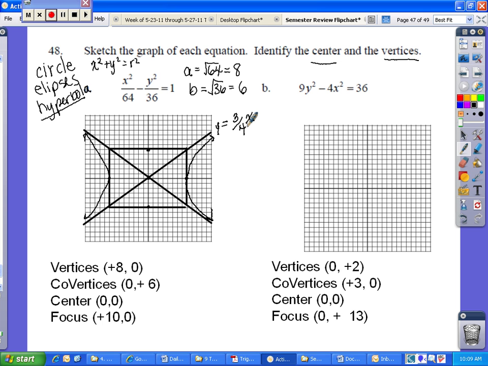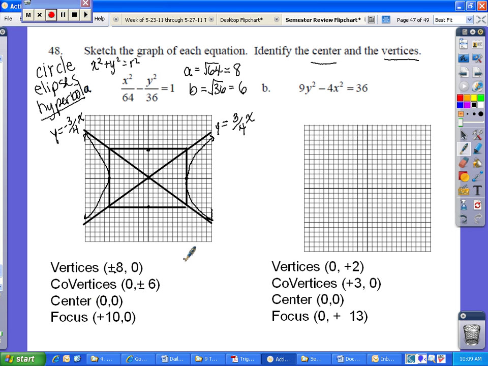X, that would be the equation. And then this is just the negative form: y equals negative 3 over 4x. Okay? And then, of course, drawing your branches. So my vertices, again, go with the x value, so that's plus or minus 8, 0. My co-vertices are 0, plus or minus 6. And then my center is at 0, 0.